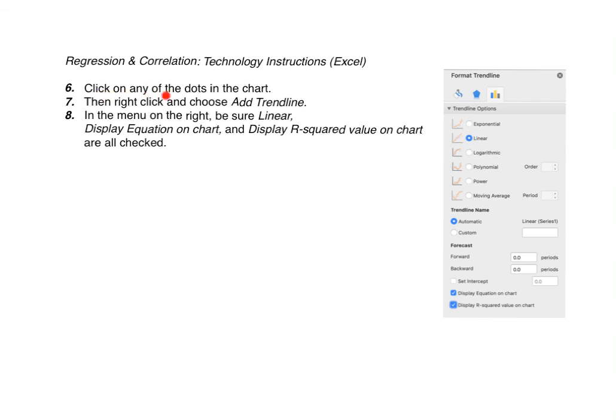Then click on any of the dots in the chart. So you've got your data laid out. Click on one of these actual dots. It doesn't matter which one. Then you want to right-click and choose Add Trendline. This screen will pop up over here. And you want to make sure that linear is highlighted. Display equation on chart. That gives you the regression equation. And display R squared. Make sure that's checked to give you the R squared value.